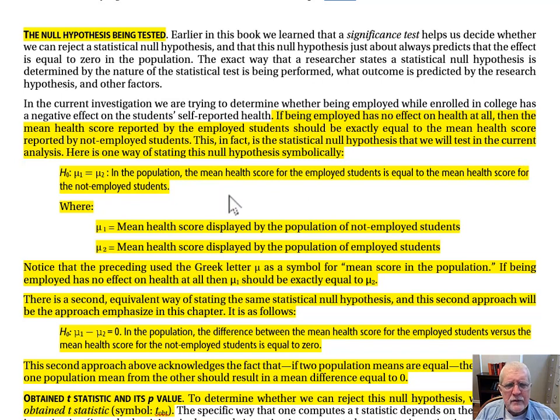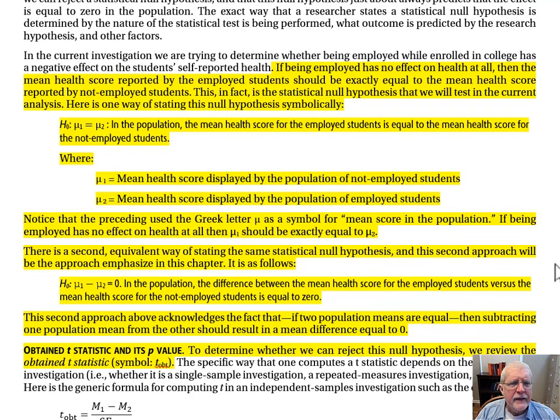In the population, the mean health score for the employed students is equal to the mean health score for the not employed students, where mu sub 1 represents the mean health score displayed by the population of not employed students. Mu sub 2 represents the mean health score displayed by the population of employed students. Notice that the preceding used the Greek letter mu as a symbol for mean score in the population. If being employed has no effect on health at all, then mu sub 1 should be exactly equal to mu sub 2. There is a second and equivalent way of stating the same statistical null hypothesis, and it's actually the second approach that will be emphasized in this chapter.